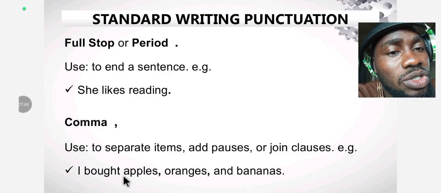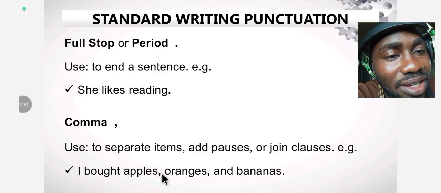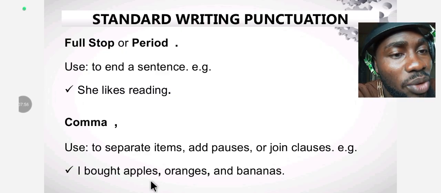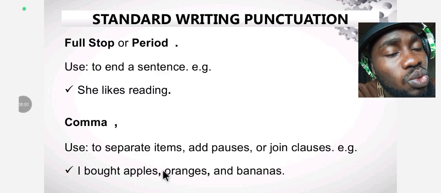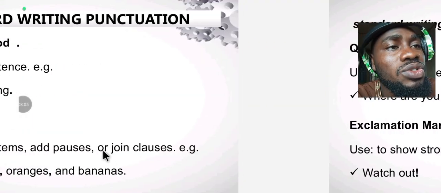For example, let's use a comma in a sentence. I bought apples, comma, that's a pause, and also listing other things. I bought apples, pause. We also use it to continue the listing: oranges and bananas. Moving on to the next.